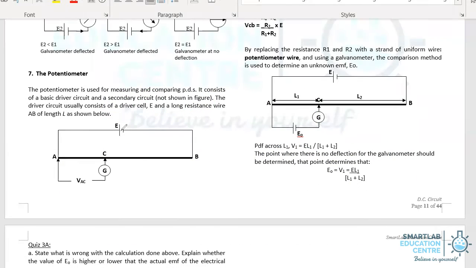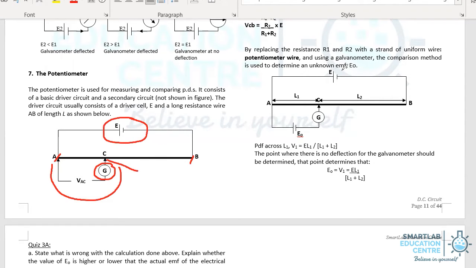Let's take a look at a potentiometer. A potentiometer typically comprises a 1 meter wire mounted on a meter rule, and it's connected to a battery. A galvanometer is connected to a jockey, and then there's the external circuit, which comprises a galvanometer as well as a jockey. So let's take a look at an example.